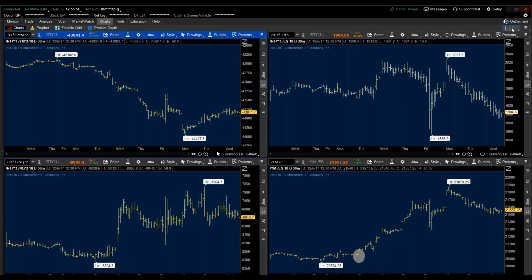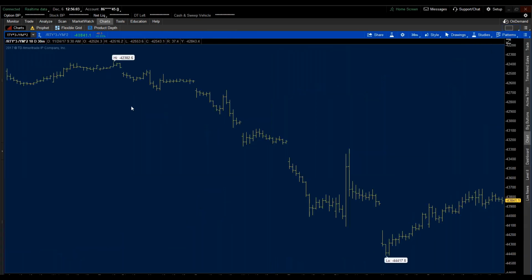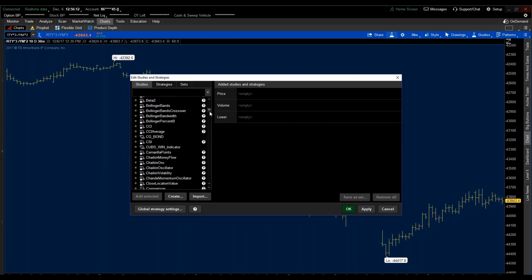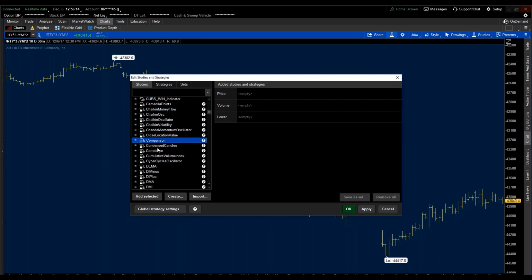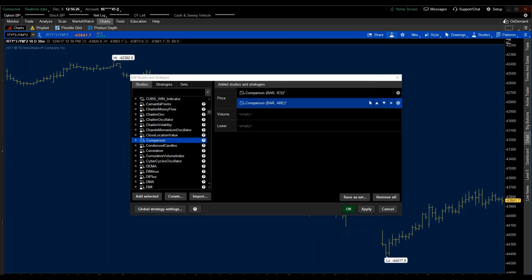So Ken, not the grid? The actual chart, how am I overlaying things? Okay. Hit the beaker. And then you want to compare things. Comparison. Add selected. And you can put as many as you want on there. As the members know, I use this all the time. It's really, really valuable. It's really important.